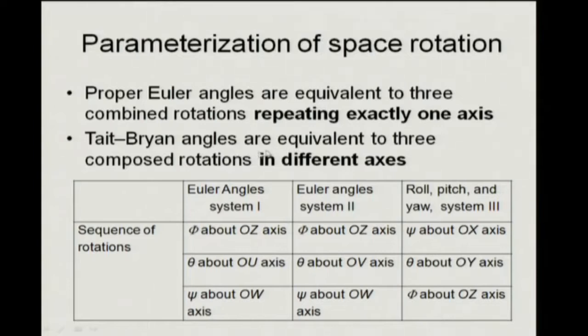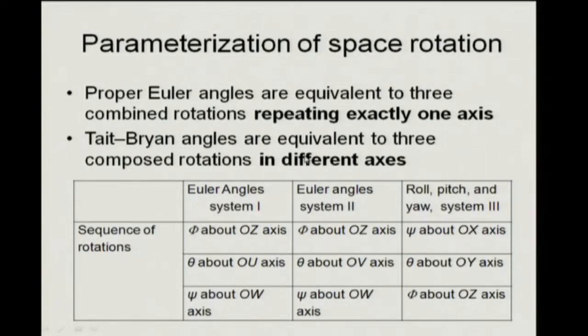Now this is composed of rotations about 3 different axes. There is a lot of mathematics which goes into determining that there are exactly 6 possible rotations repeating exactly one axis. There are also exactly 6 possible rotations in which you can use rotations about different axes. So that you can show mathematically.